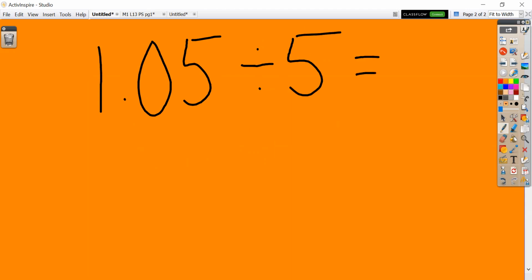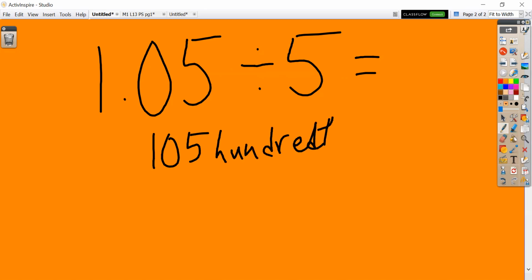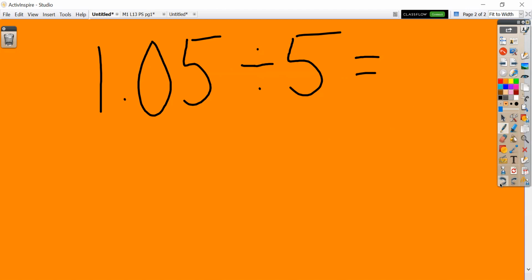Okay. Well, if I just converted it into the smallest unit, it would be 105/100 divided by 5. Well, my brain doesn't know how to do that simply and quickly. So let's get rid of that and let's think of a different way to decompose it. Is there a different way to decompose it? Could we decompose it into 2 different units? Could we decompose it into tenths and then hundredths?